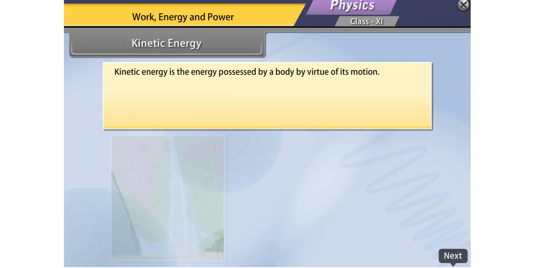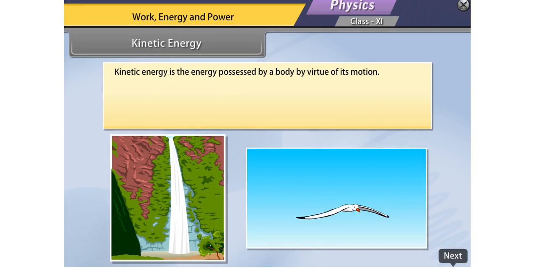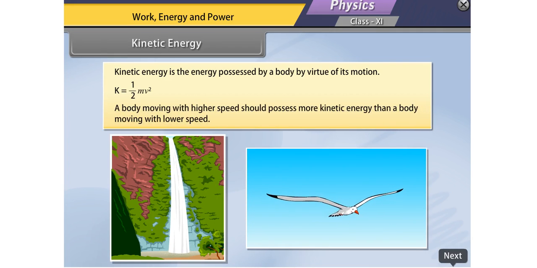Kinetic energy. Kinetic energy is the energy possessed by a body by virtue of its motion. Kinetic energy is equal to half mv square. Running water and a flying bird are a few examples of bodies possessing kinetic energy. It is logical that a body moving with a higher speed should possess more kinetic energy than a body moving with lower speed.